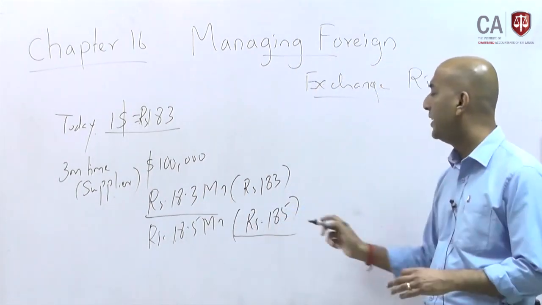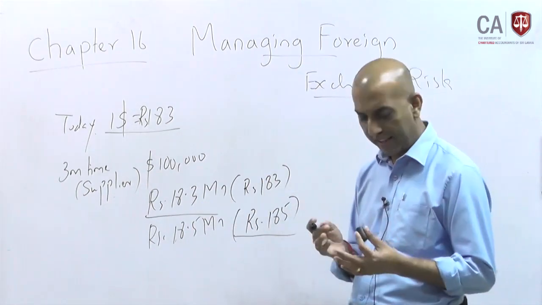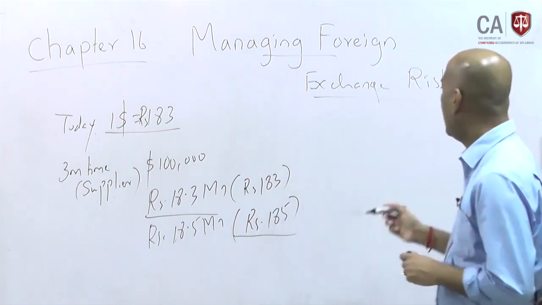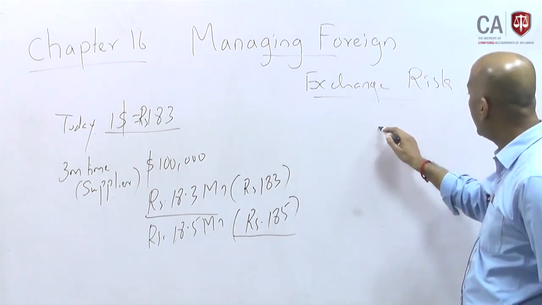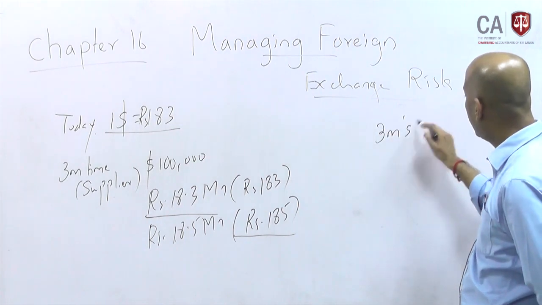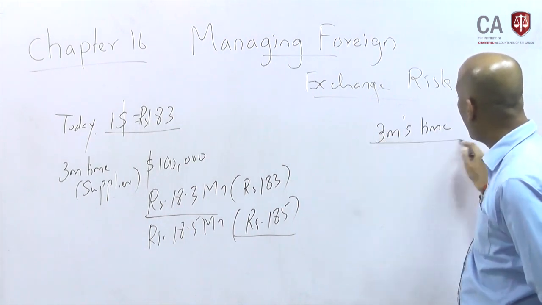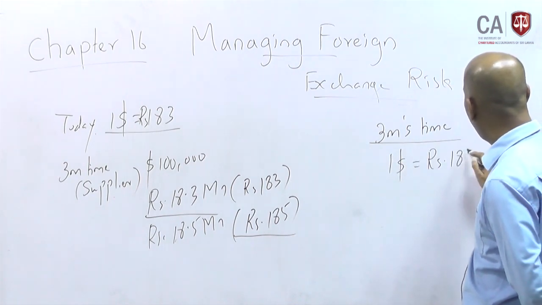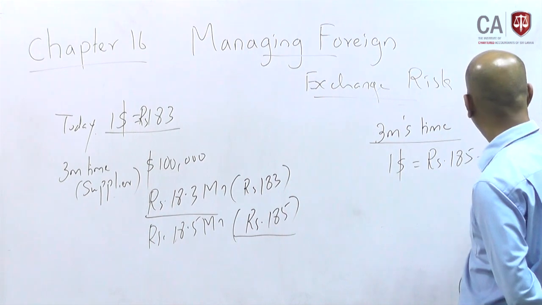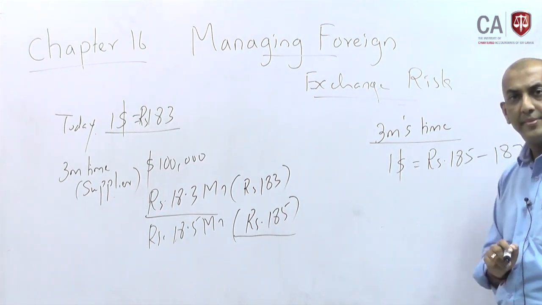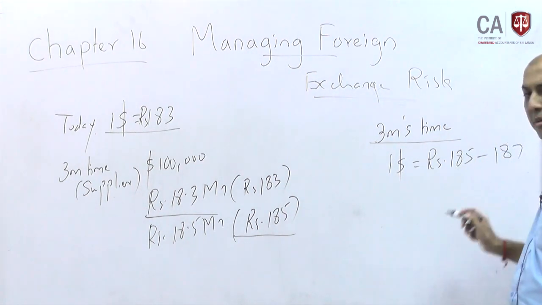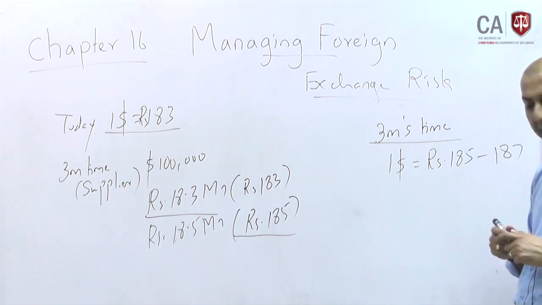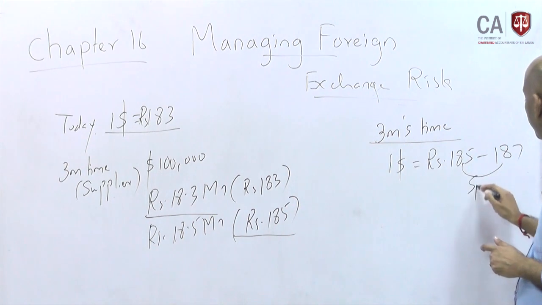So you need to know that this is basically the settlement of transactions in 3 months' time based on the exchange rate. Assume you have been given a 3-month exchange rate of $1 equals 185 to 187. So there is a spread given. Spread means you have two rates given, with a gap between them. This is called a spread.